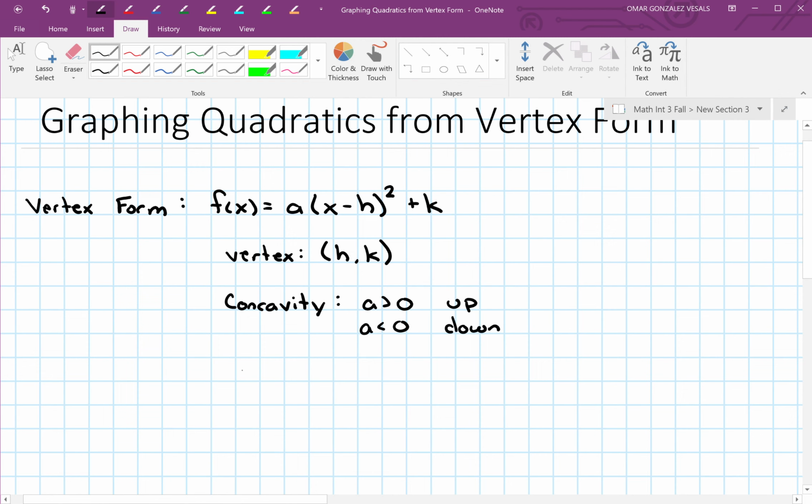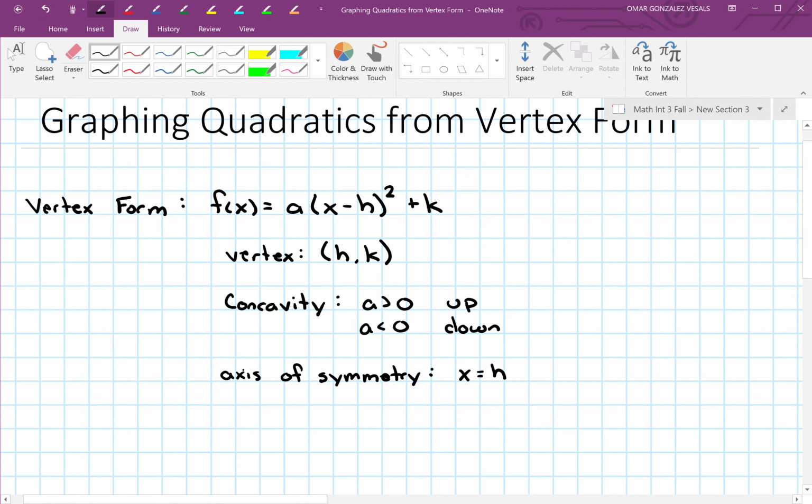How do I know my axis of symmetry? From the vertex. So the axis of symmetry will be x equals what? Which variable do we use? h. x equals h. So far, so good?